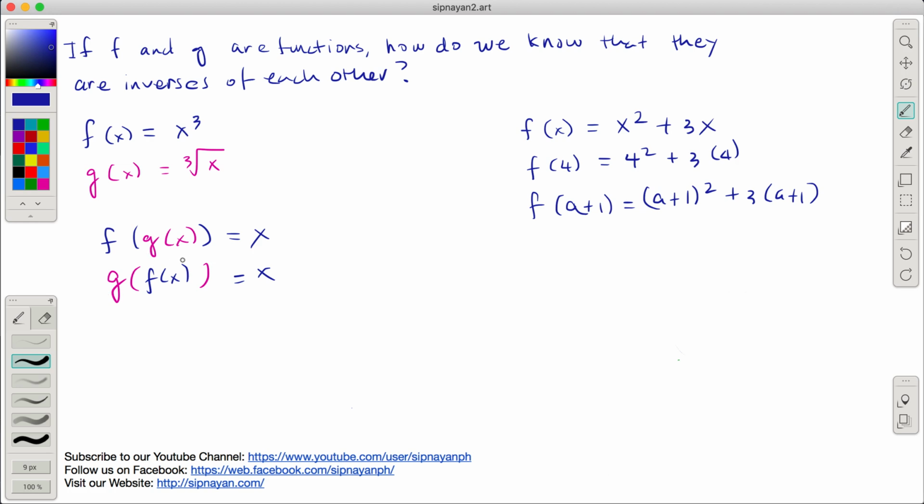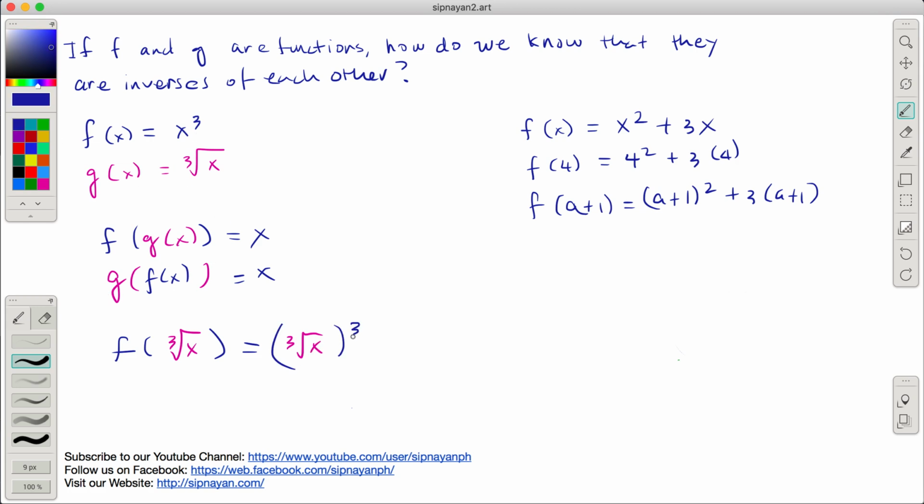F of g of x. Paano natin ito gagawin? Isa-substitute natin yung g of x doon sa input ng f, no? So, magiging f, ano ang g of x natin? This is cube root of x. Bali, ang input natin sa x nung f of x ay cube root of x. So, paano natin ito gagawin? This is the function f. So, yung x, papalitan natin siya nito. So, itong x na to, magiging cube root of x. Cube root of x. And then, meron tayong cubed, no?